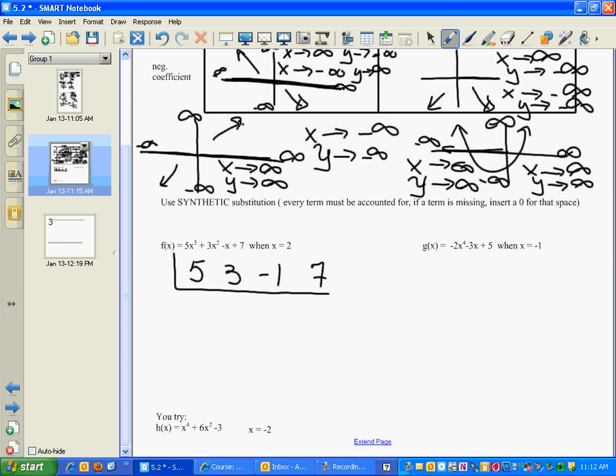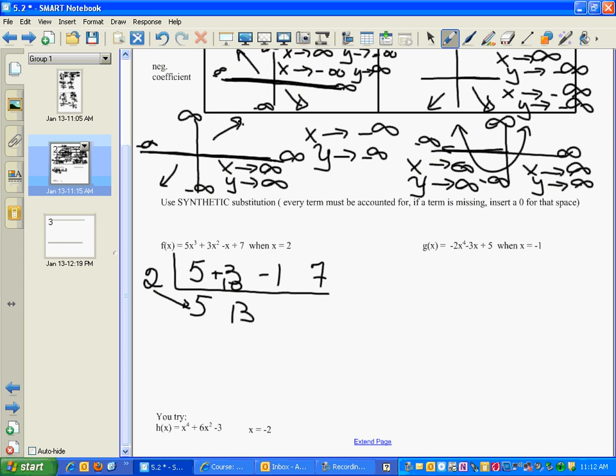All I'm doing, you've never done this before, but this is pretty cool. X is 2, that value goes right here. Now, this is a pattern that you just keep following. The first step that you do is pull down that first number. So this 5 just gets pulled down. Now, what is 2 times 5? Put that here and add. What's 3 and 10?